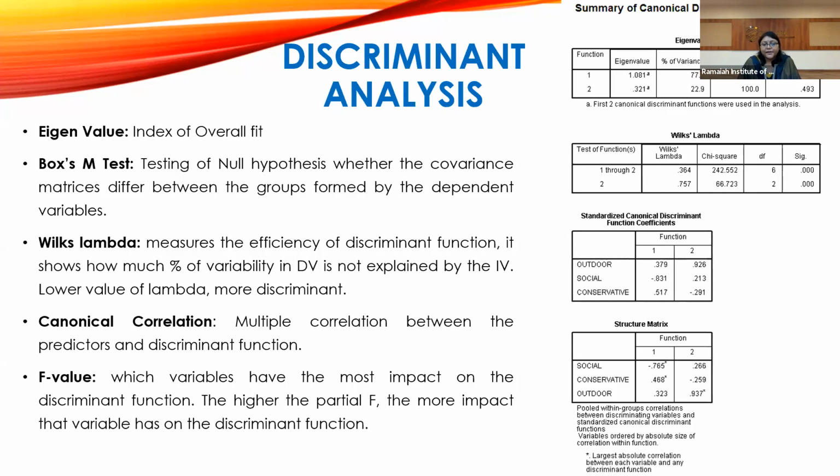Now the next one is canonical correlation. It's the correlation between your independent variable and the dependent variable. It shows the correlation between the predictors as well as the discriminant function. That also we will see once we see an example, you will be clear on it. And the next thing is your F value. The higher the F value, the better is the discriminant function. So this F value plays an important role whenever we are planning to go for discriminant analysis. Now with all these details, we will stop this discriminant analysis.